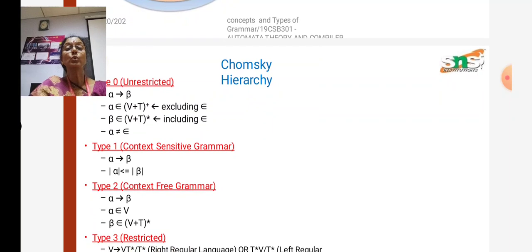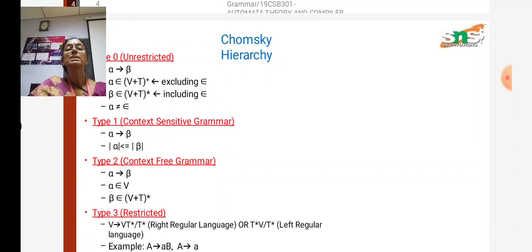Next is the type 2 grammar. Type 2 is a context free grammar, and the automata for type 2 is a push down automata. In type 2, alpha should contain only a single non-terminal, and beta should contain V plus T Kleene closure, that is any combination of 0 or more occurrences of V and T. So the left hand side should contain only one non-terminal, and the right hand side should contain 0 or more occurrences of V and T. That is the type 2 grammar.